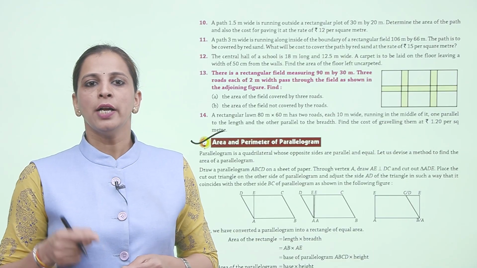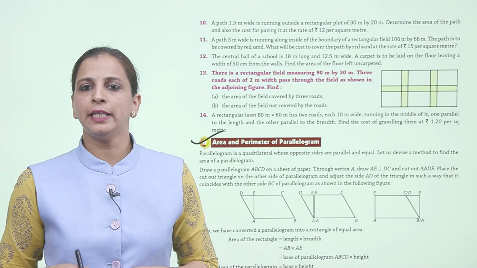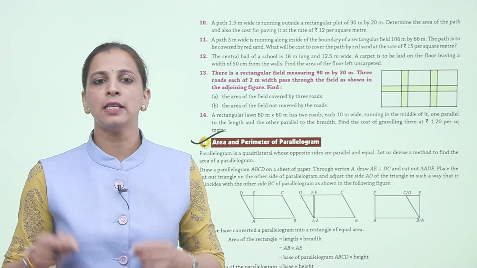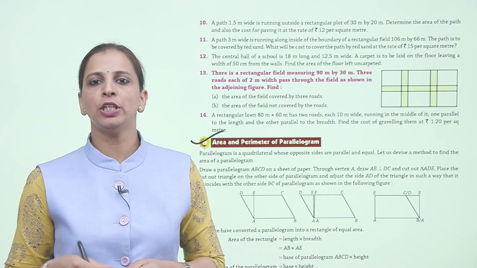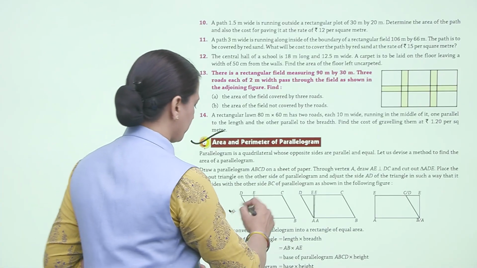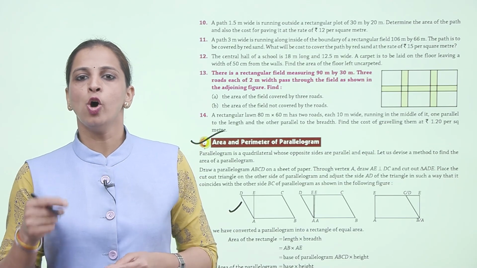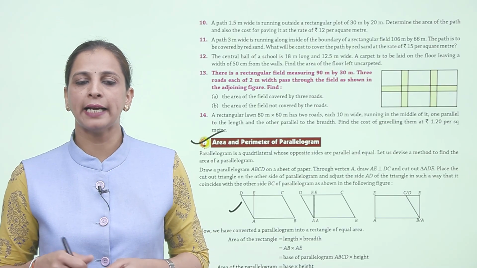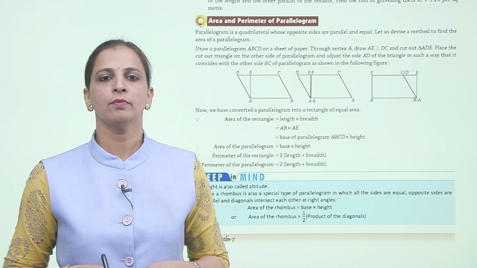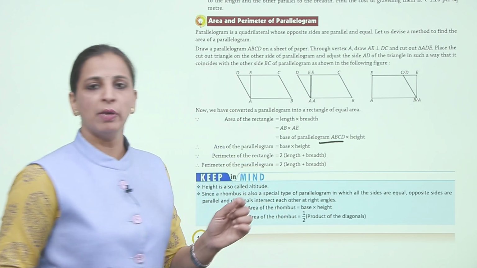Place the cut out triangle on the other side of parallelogram and adjust the side AD of the triangle in such a way that it coincides with the other side BC of parallelogram as shown in the following figure, like this. Now we have converted a parallelogram into a rectangle of equal area. So area of the rectangle is length into breadth, that is AB into AE. That is base of the parallelogram ABCD multiply by height.